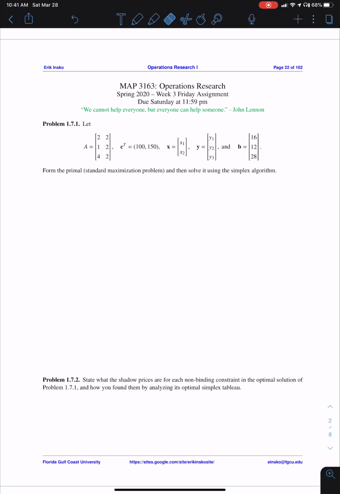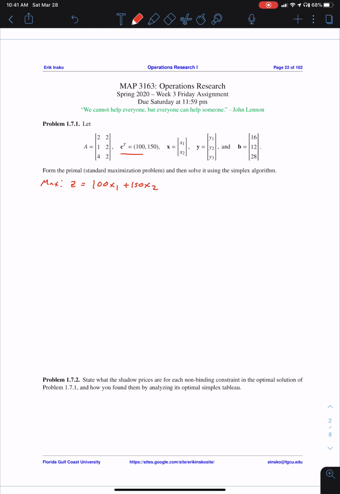So now we're doing the assignment, and the first step is to formulate the objective function as well as get its constraints. Our objective function is going to be maximize some z equal to, and the way we get this is we take the C transpose matrix, multiply it by x. So this will produce 100 x1 plus 150 x2.